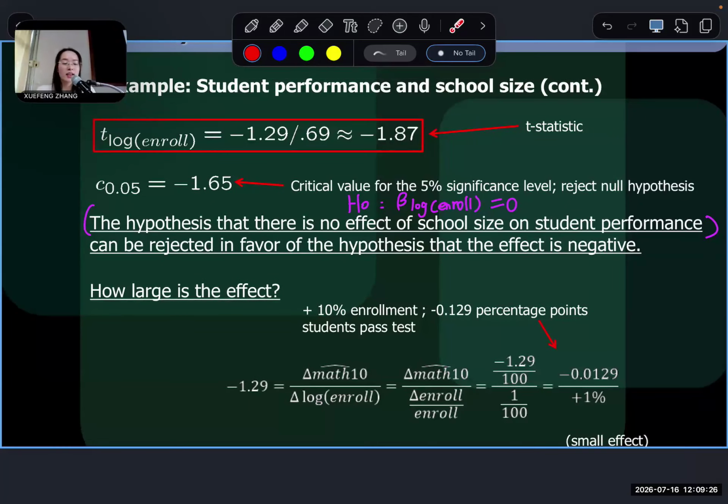So statistically significant, yes, because we can reject the H0 at 5%. But look at the size, which is 0.129 percentage point, very tiny. This is the key distinction for you guys, okay? Statistical significance is not the same as economic significance, okay? A result can be real, unlikely due to chance, but still too small to matter in practice.